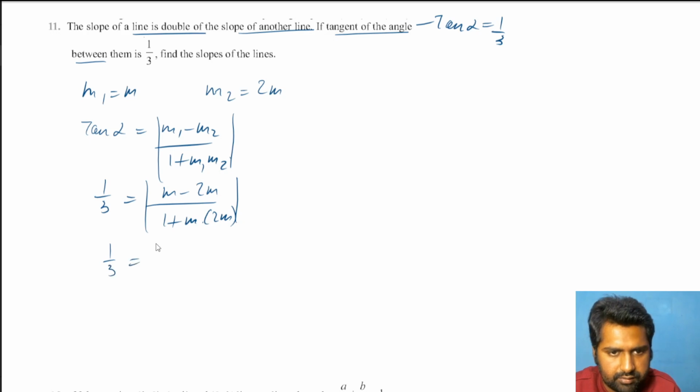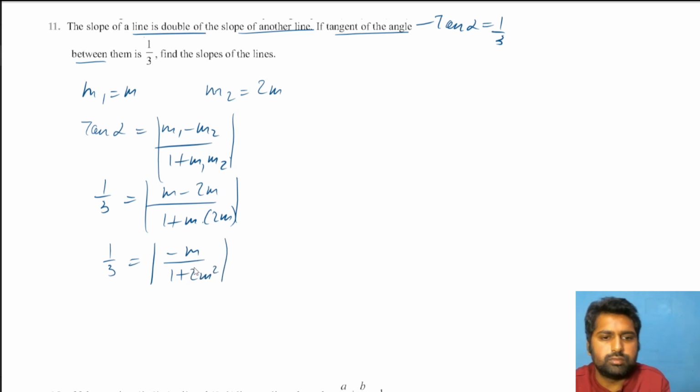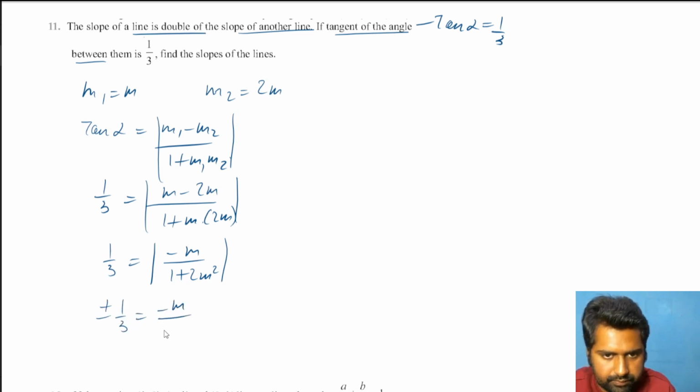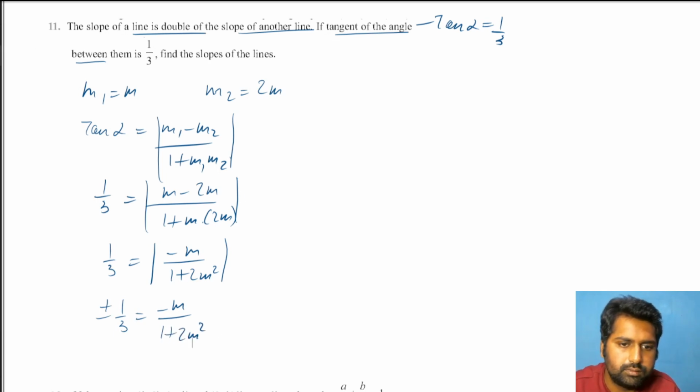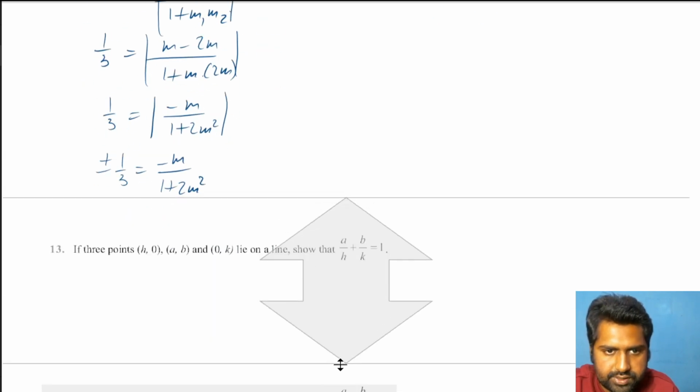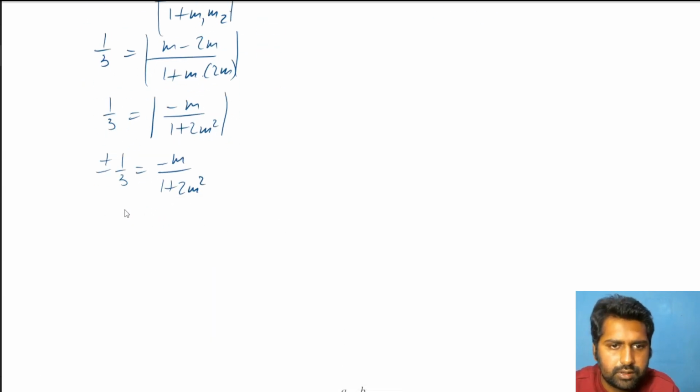So 1 by 3. Now we know what we have to do with the modulus. Minus m upon 1 plus 2m square. And we know what the modulus does. The modulus will make this, we have to solve for plus minus 1 by 3 equal to minus m upon 1 plus 2m square. Let's take some more space. Let's solve it. Cross multiply it, and first of all we'll solve it for 1 by 3 equal to minus m upon 1 plus 2m square.